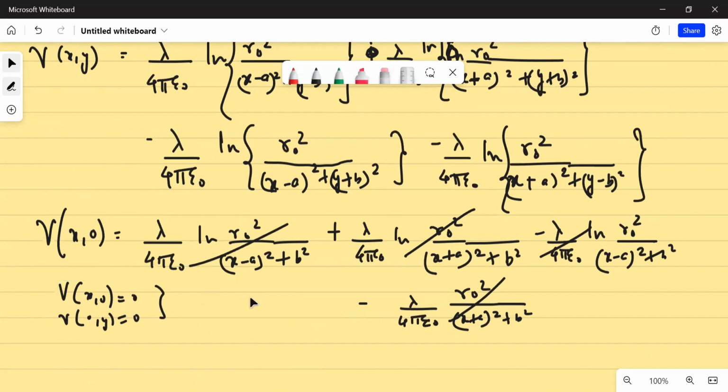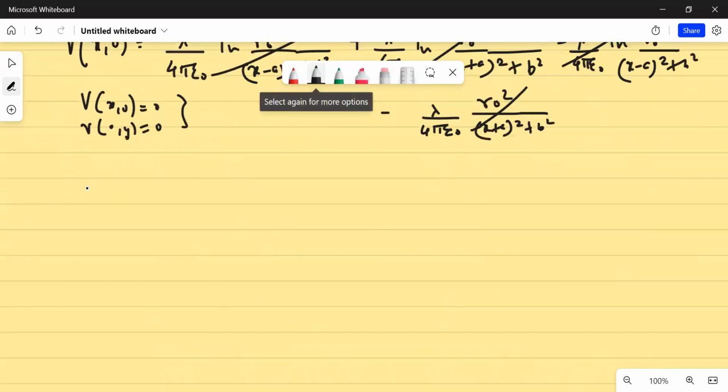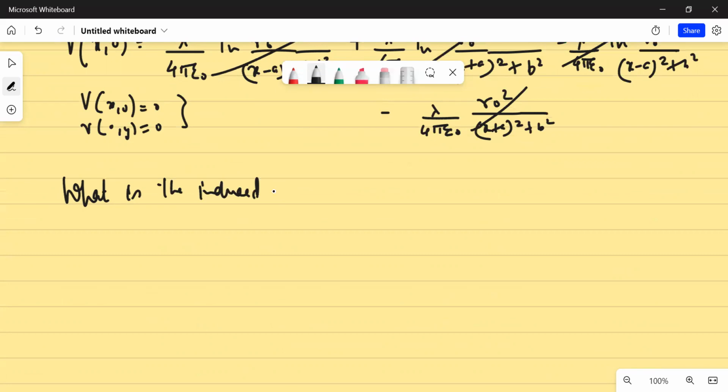Okay. Now, if I want to find the induced charge density, what was the algorithm? Induced surface charge density, how did you used to find it? We used to find the electric field first.